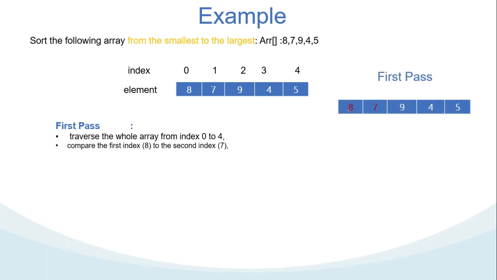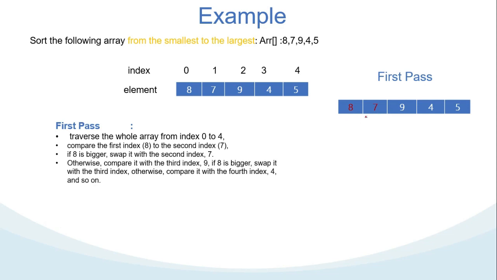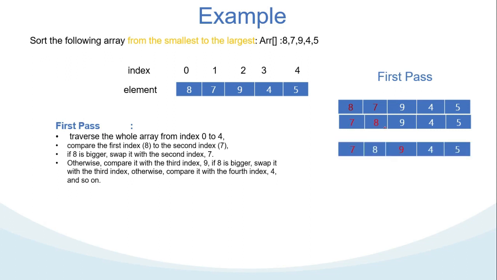And then we compare the first index to the second index. If the first index is bigger, then we swap the position. Otherwise, the position remains the same. So from this, the result is as follows. In the first pass, or first iteration, we always read the number from the first element. And then, now we have to compare it to the third index. The same concept applied. If it's bigger, we swap the position. Otherwise, the position remains the same. So here is the result.